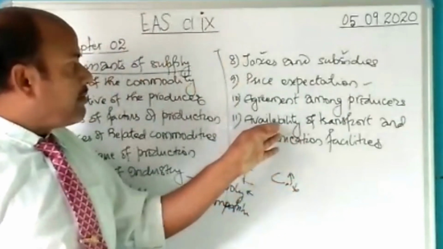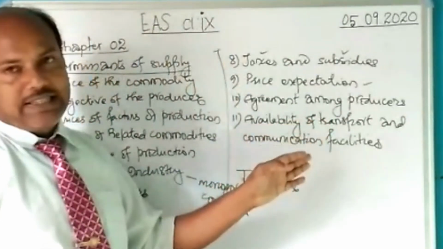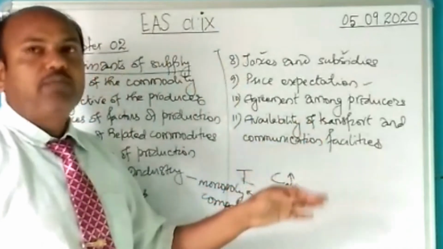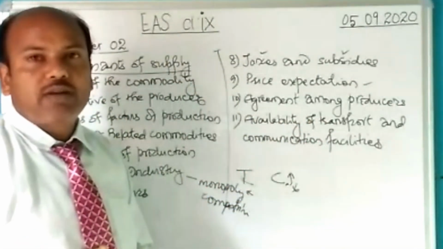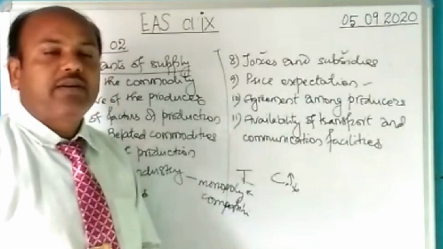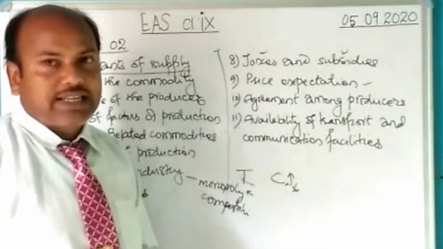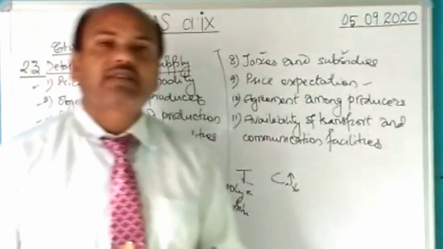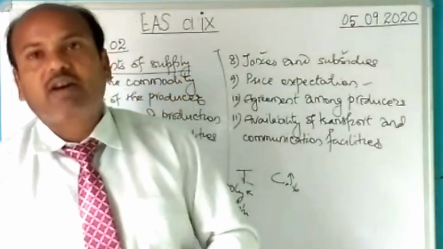And the last one is the availability of transport and communication facilities. If the transportation and communication facilities are good, then more will be the supply. A supplier can supply more and more. But if they are not good, then supply becomes difficult, and hence the supply will decrease. So these are some of the factors that decide whether the supply should increase or decrease.